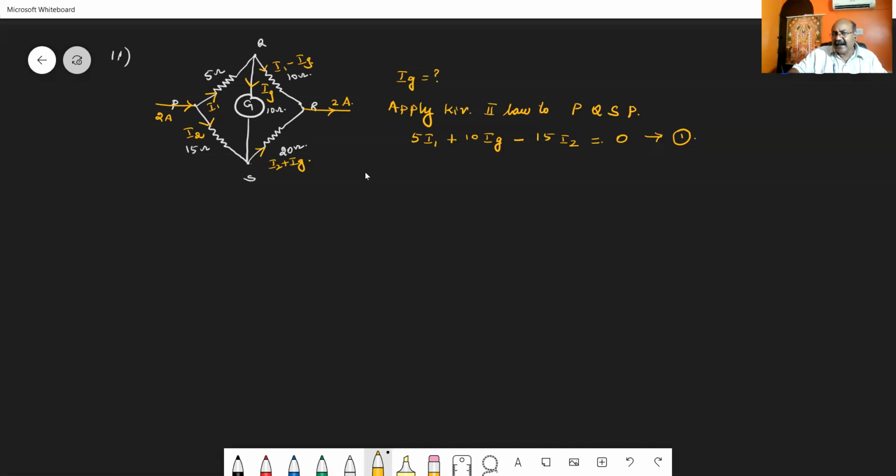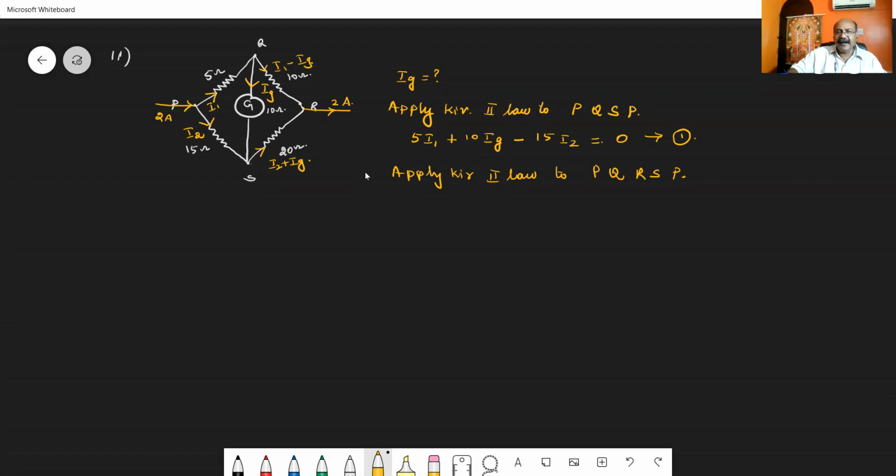Then you consider another closed circuit. If you want, you can take P, Q, R, S, P, or you can consider Q, R, S, Q, then Ig gets cancelled. Whatever it may be, you apply Kirchhoff's second law again to another closed path. Let us consider this closed path as P, Q, R, S, P.